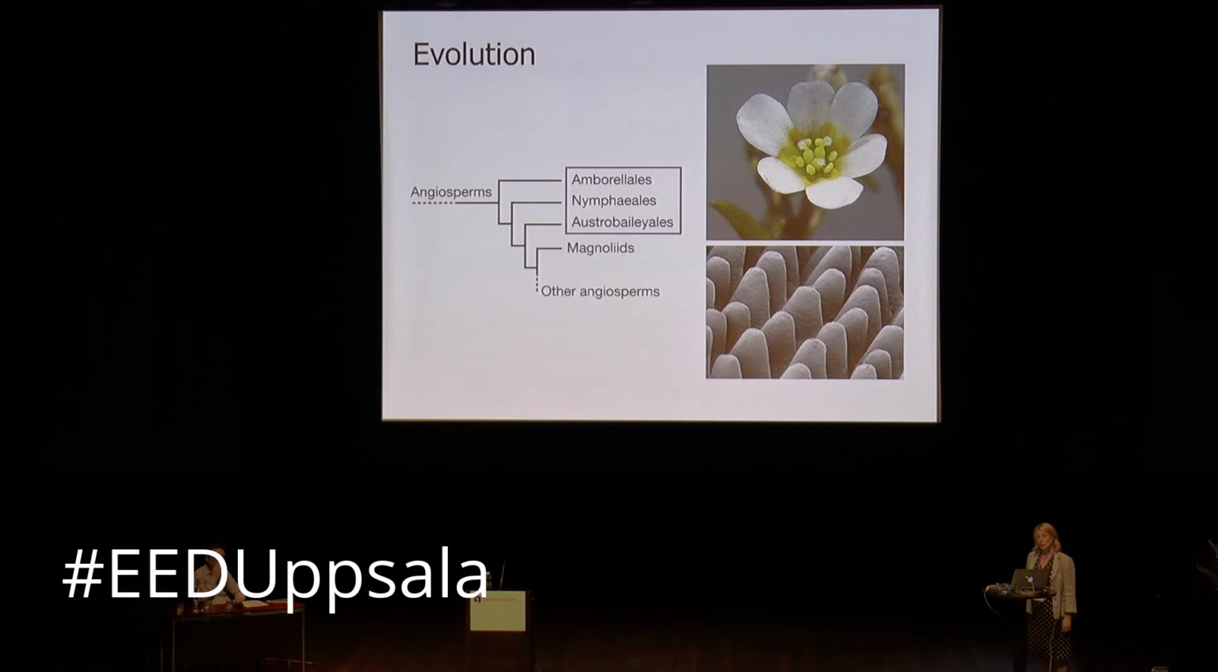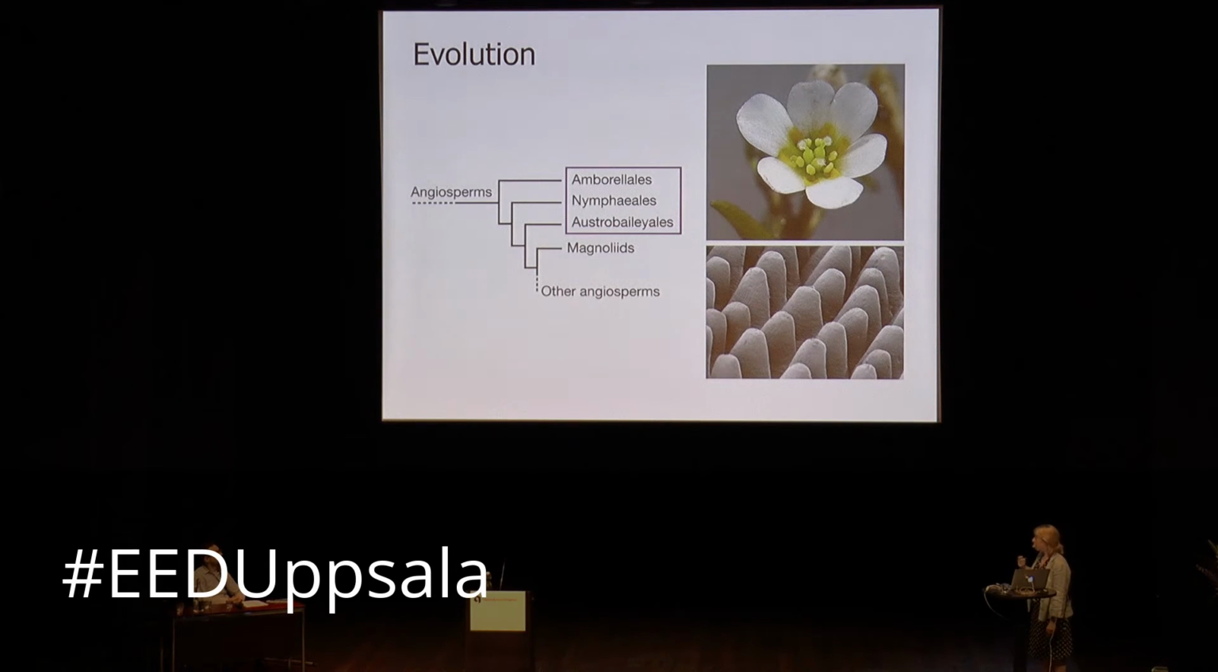Amborellales is a monotypic order, and the single species in that group has really strange derived flowers, so it's actually quite a difficult model to work with. But the Nymphaeales here are the water lilies, and there are quite a few extant species of water lilies, so we can look at what's going on there.